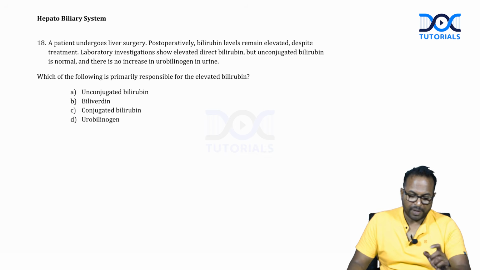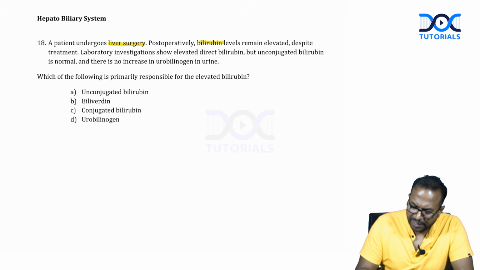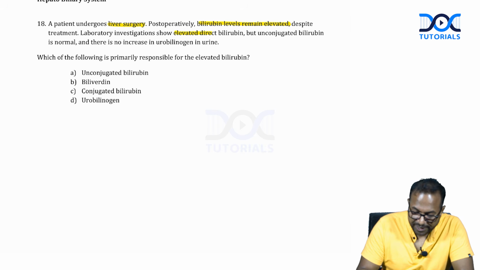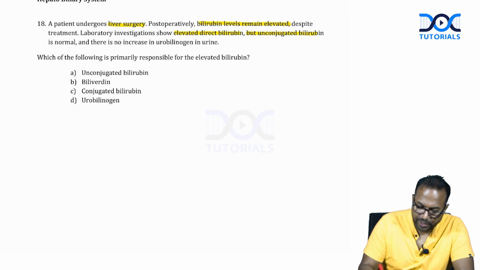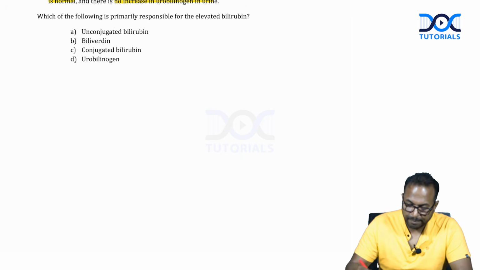So a few questions from hepatobiliary. A patient undergoes liver surgery. Post-operatively, bilirubin levels remain elevated despite treatment. Laboratory tests show elevated direct bilirubin, but unconjugated bilirubin is normal. There is no increase in urobilinogen. Which of the following is primarily responsible for the bilirubin elevation?